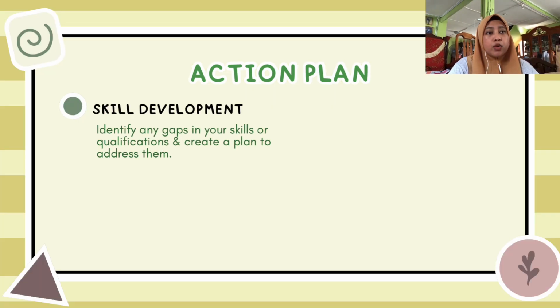So after we have learned all of these elements just now, which are the job search, market trends, and everything, you need to have a plan to achieve your career goals and the preferred job in your own field. So, firstly, you need to have skill development. You need to identify any gaps in your skills or qualifications and create a plan to address them.